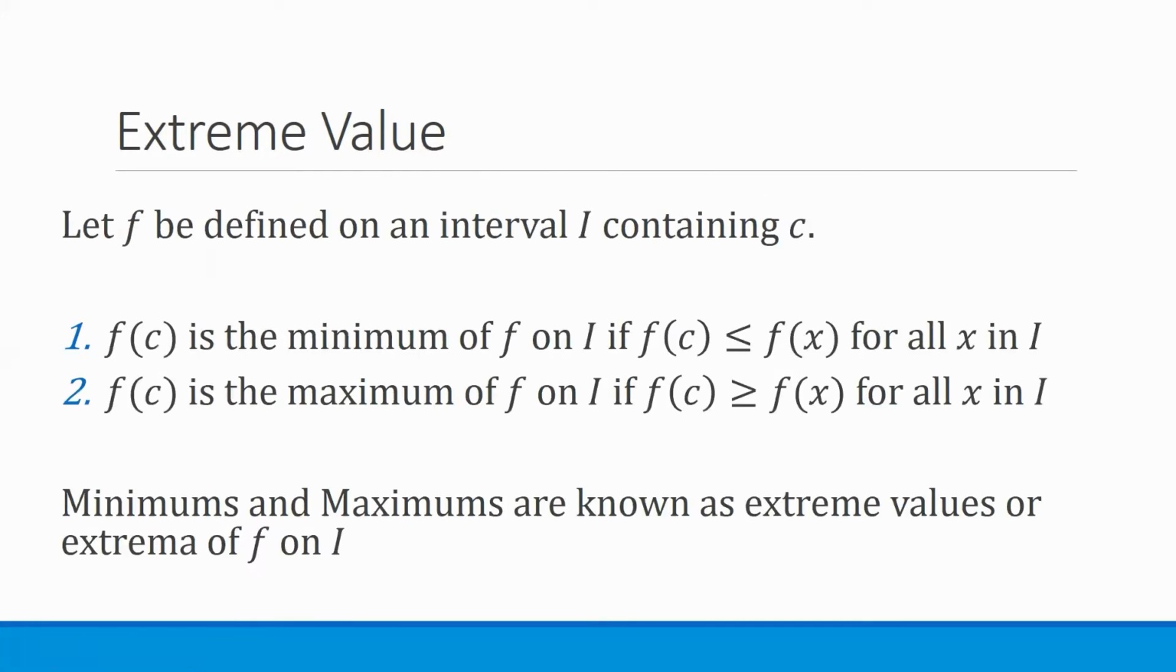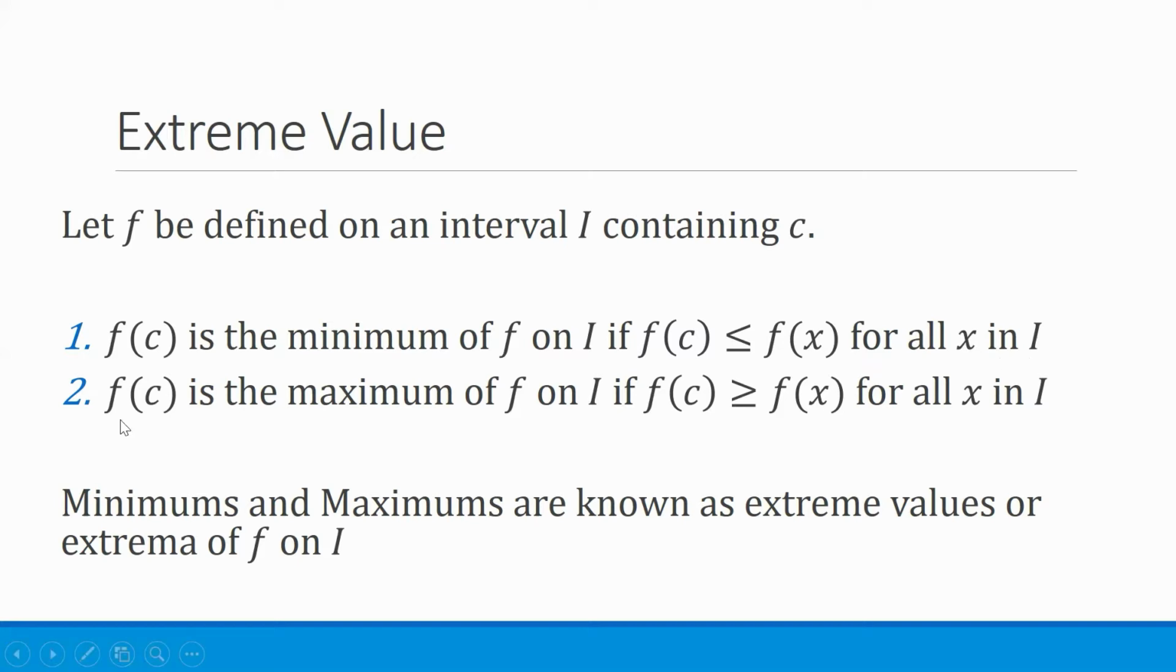Now, we have to define it precisely. Here is our definition of minimum and maximum values. Let f be a function defined on an interval containing c. We say that f of c is the minimum of f on the interval if f of c is less than or equal to f of x for all x in the interval. That means it's the lowest point graphically.